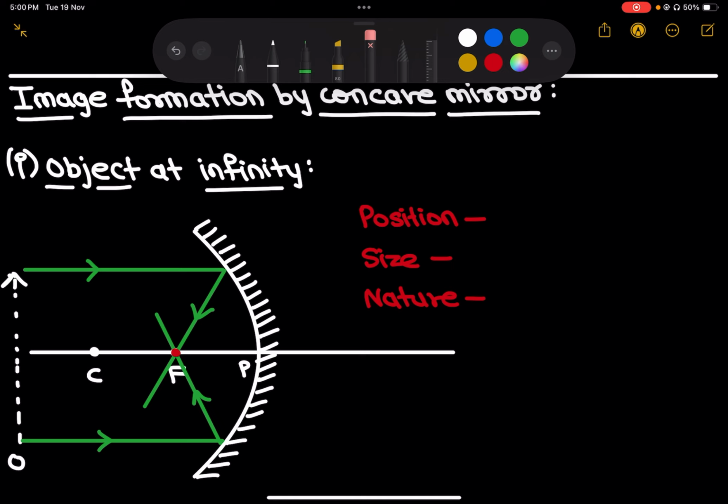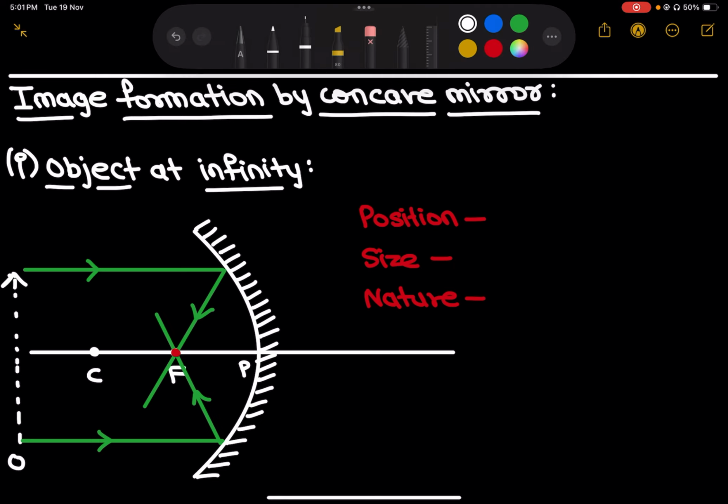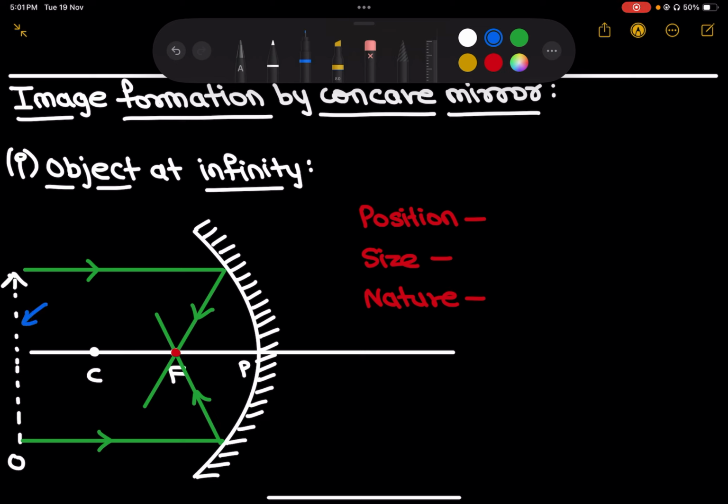So see what happens. The first case, there are total 6 cases for concave mirror and 2 for convex mirror. So the first case for concave mirror is that the object is kept at infinity. So it is at infinite distance from the mirror. That is the meaning. Okay, so we can't show it on the principal axis, right? It is at infinite position. So how can we show it? So we show it by a dotted line here, as you can see, right? So that is the object.